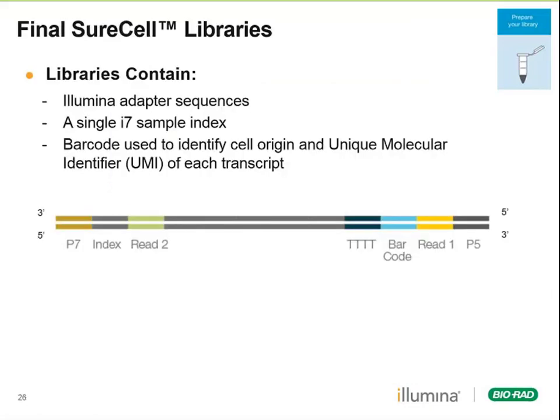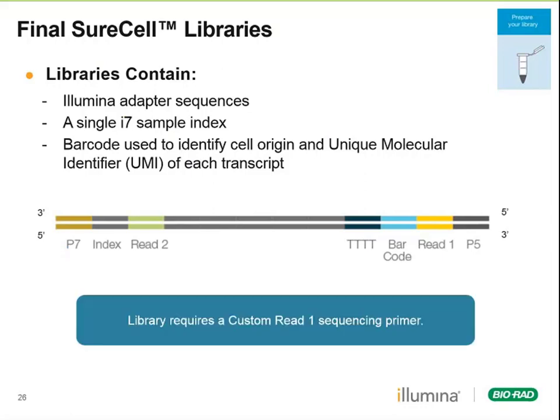That's all of the library preparation. Now you have your complete SureCell libraries. They contain both Illumina adapter sequences, a single I7 index that labels what sample that read is coming from, and a barcode region that will identify both the cell of origin and uses unique molecular identifiers, or UMIs, that will uniquely label each transcript from that cell.